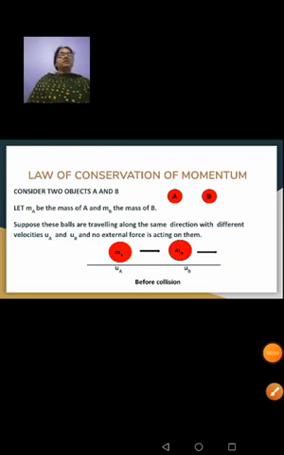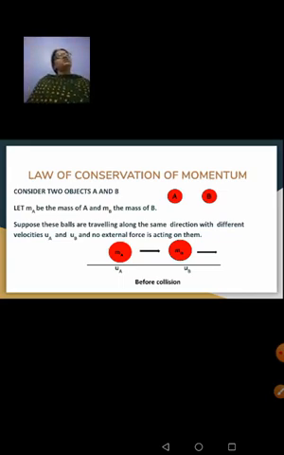Okay, let's now start with the law of conservation of momentum. You have learned this already. The law of conservation of momentum states that total momentum before collision is equal to total momentum after collision. There is a derivation for this. You have to consider two objects A and B, and let's assume the mass of object A to be MA and the mass of object B to be MB. Suppose these two objects, let's assume them as balls, ball A and ball B, are moving along a straight line in the same direction with different velocities.